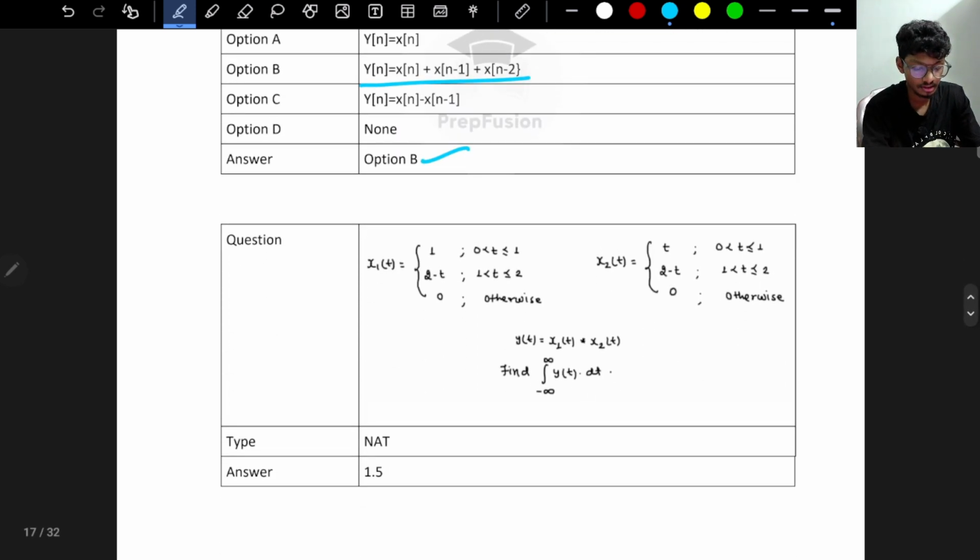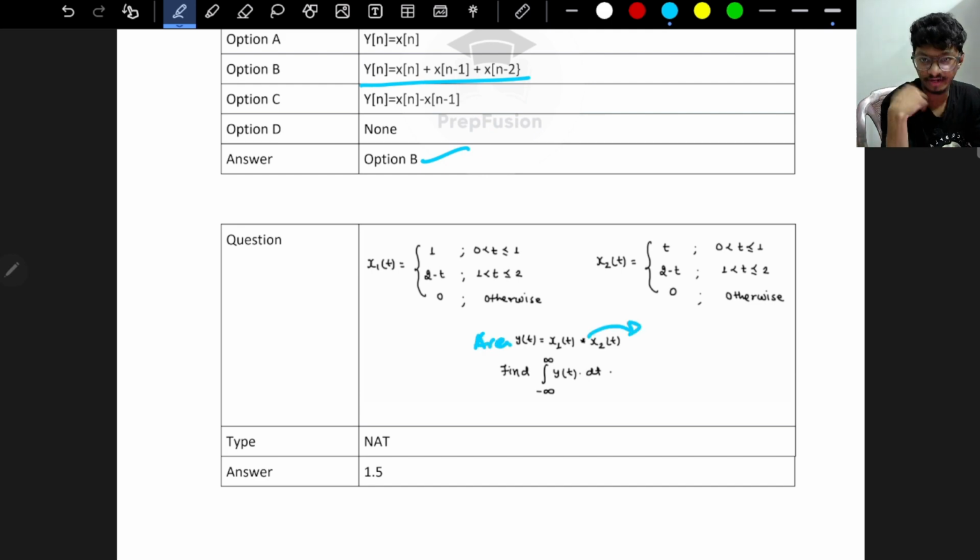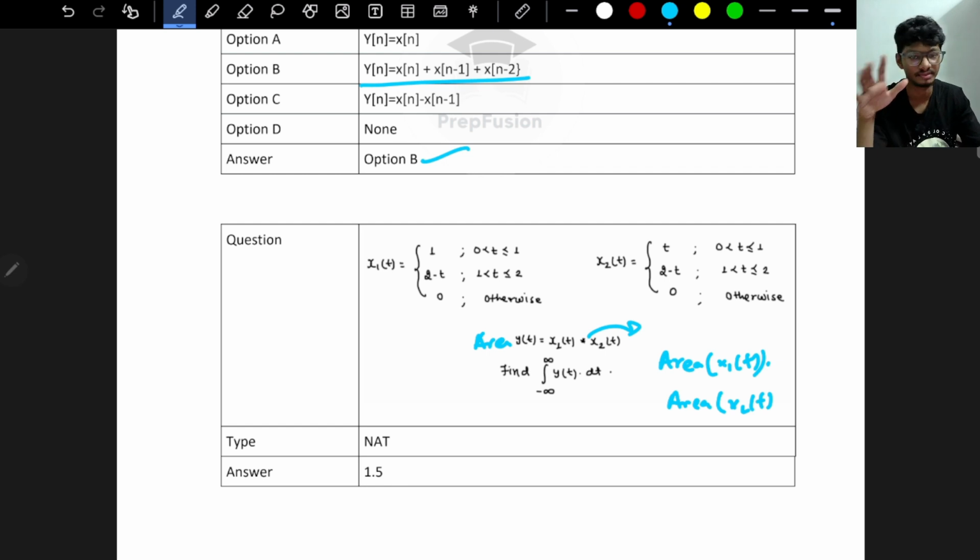Okay, now this question is again pretty simple, you just have to apply the property. What is the property? If I take the area on both sides, if I take the area of y of t, where y is x1 convolved with x2 of t, then the area simply gets multiplied: area of x1 of t multiplied by area of x2 of t. The convolution sign gets turned into a dot, it gets multiplied. This is a property.